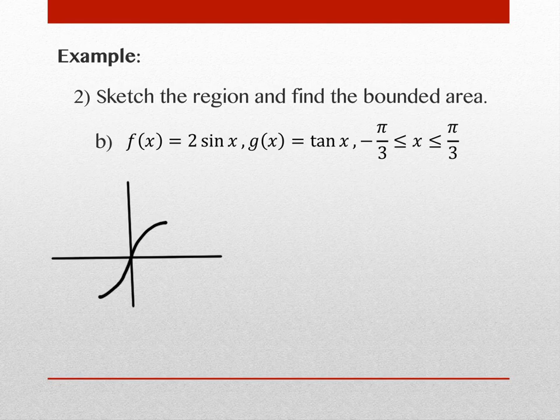So the first graph looks much like what I described. The second graph actually looks kind of like, whoops, this.